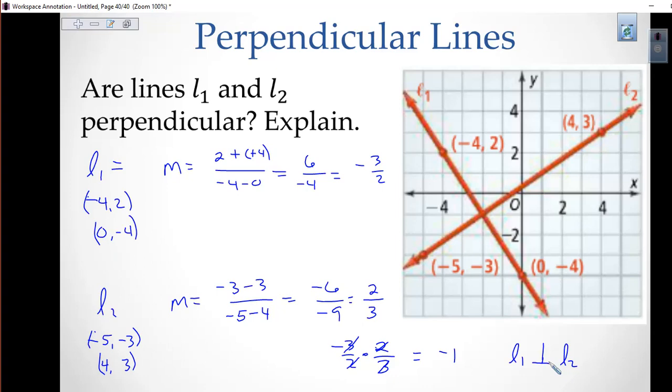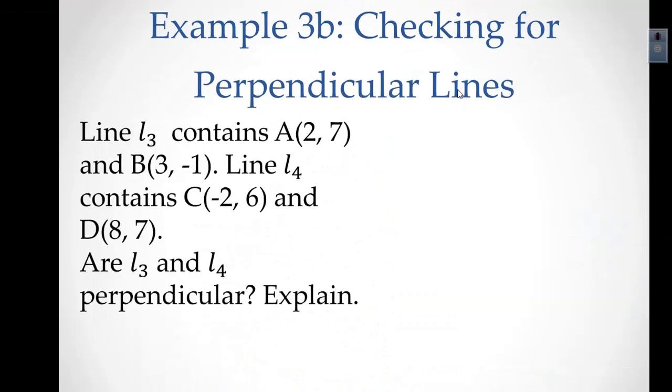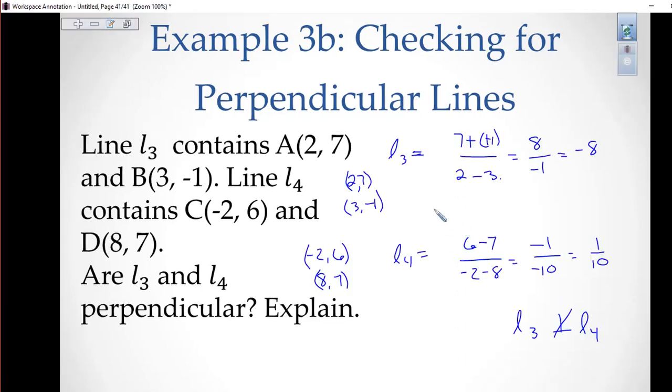All right, you guys try the next one. Determine if lines 3 and 4 are perpendicular. So pause the video, come back and check your answer when you're done. All right, so once we find our coordinates here, we're going to find our slope. We get 7 plus 1 is going to give us 8, and 2 minus 3 is negative 1. Negative 8 for the first slope. The second slope is going to be a negative 1 over a negative 10, which reduces to 1/10. And so these two are not negative reciprocals of each other. Their product is not negative 1, so therefore they're not perpendicular.